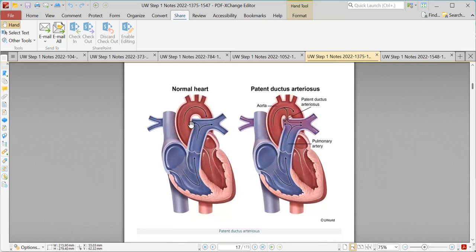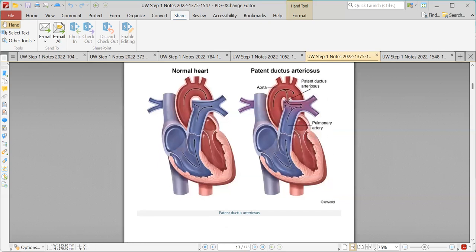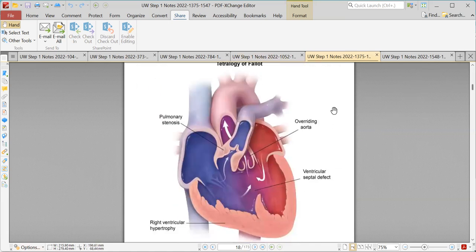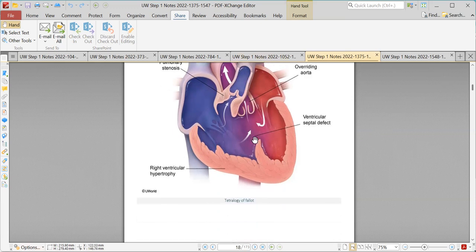This is the image where there is a normal heart and a patent ductus arteriosus. In patent ductus arteriosus, there is an abnormal connection between the pulmonary trunk and the aorta. Okay, in tetralogy of Fallot, there are four things. First of all, there is overriding of the aorta, there is right ventricular hypertrophy, there's pulmonary stenosis, and the VSD. That is tetralogy of Fallot.